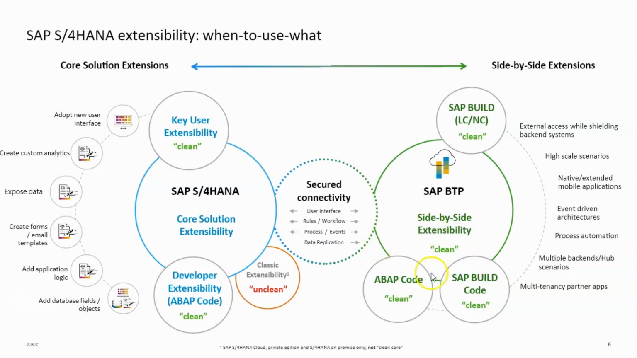Now, in the BTP, we are going to go ahead with the ABAP core, clean core. On the left, you can see the S/4HANA core solution extensions, wherein we have got the adapt to new user interface, create custom analytics, expose data, create forms, email templates, add application logic in database fields, objects.